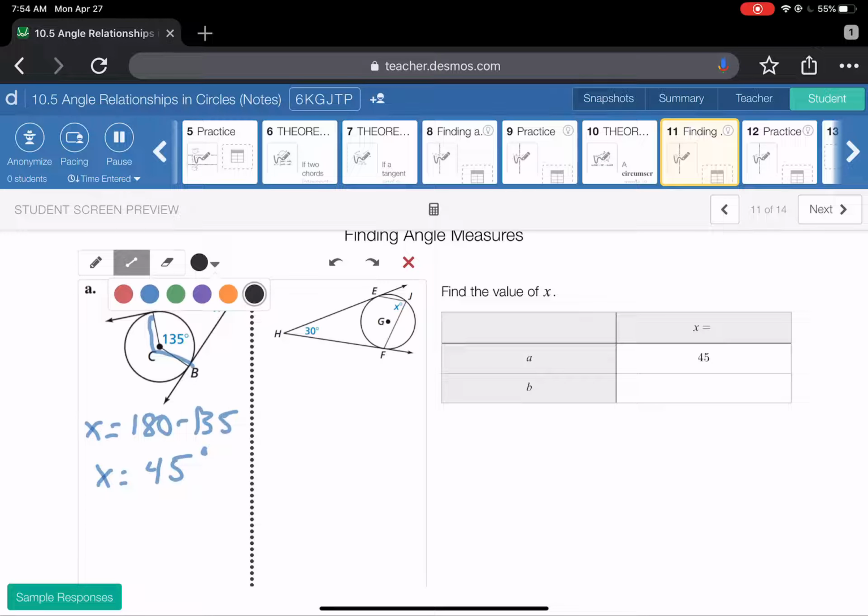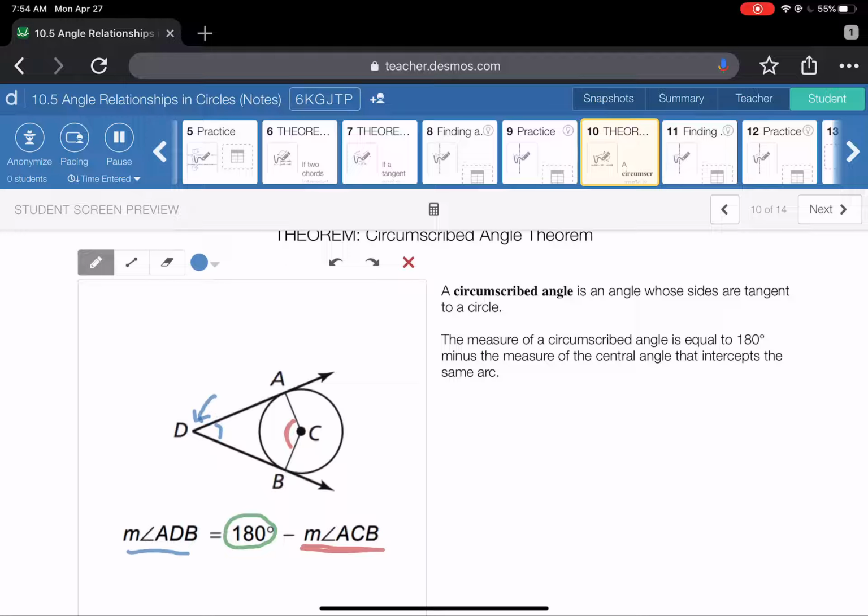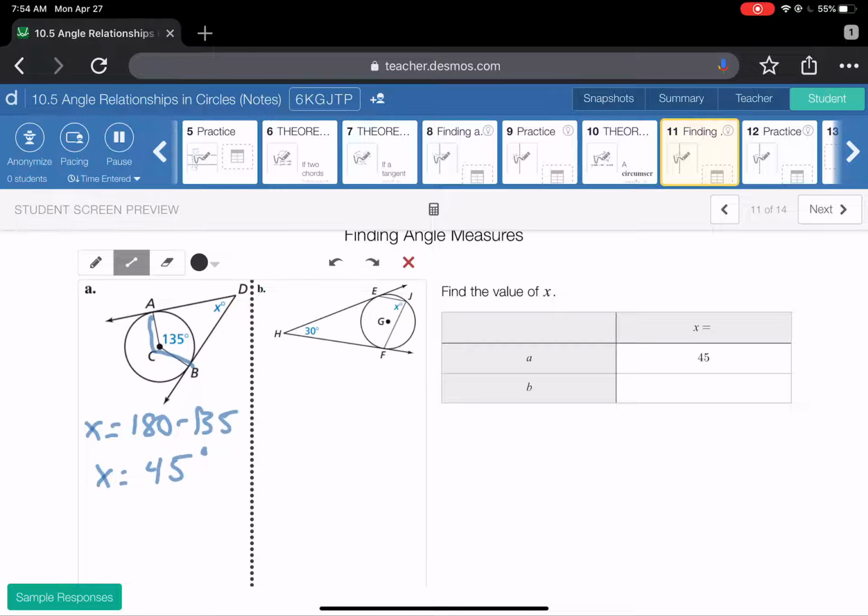Now the second one's going to be a little bit more tricky because we don't have that central angle, right? It has to be the measure of 180 minus the measure of the central angle. But here we don't have a central angle. The central angle would be located from G F to E. So that right there. So we would be looking for this angle. But we can find the measure of this arc and that angle by using this value of x.